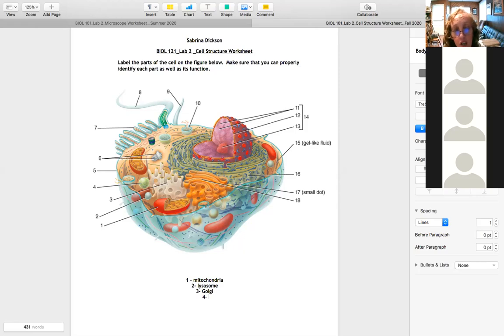I'm going to tell you that I think four is a lysosome. I don't have an answer key here. Right. Four is a lysosome. And that little number three is a vacuole. Number two? I'm sorry, number two is a vacuole.